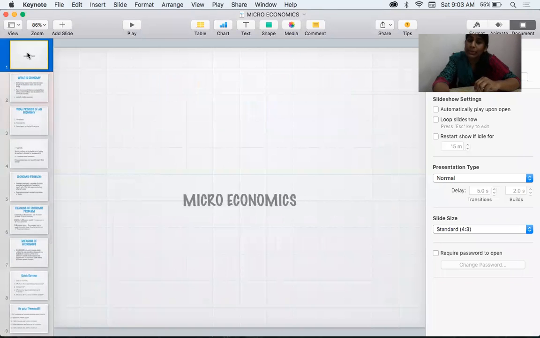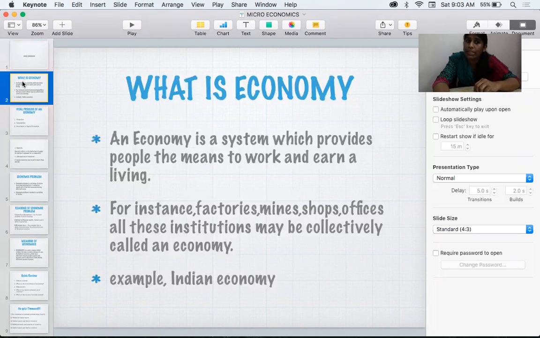So as I told you, part A, that is microeconomics, will be for 40 marks. All those I have already told you about. Now let us see what is microeconomics. But before starting with what is microeconomics, I want to tell you what is economy. Before learning about economics in detail, you should learn what is economy.